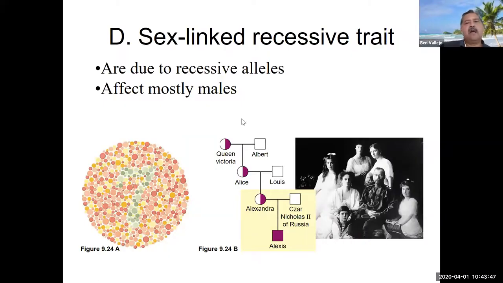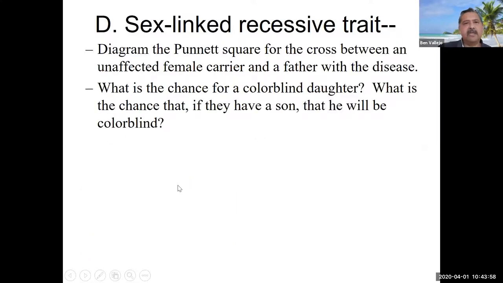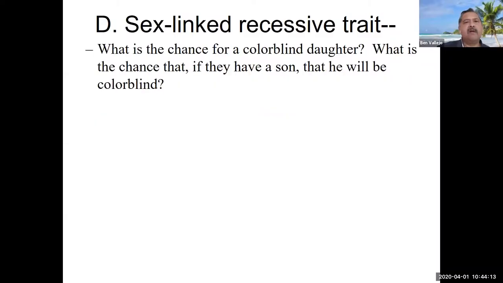So again, hemophilia and red-green color blindness are sex-linked recessive traits that I already went over just a little bit. And this we're going to do a little bit later in the genetics problems video. So we're going to skip over that for now.